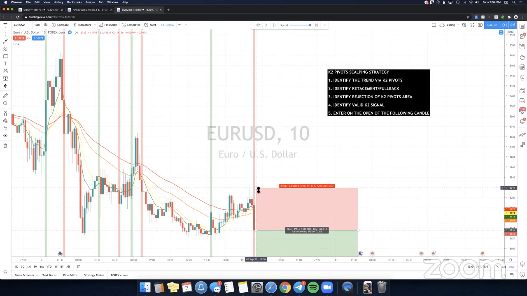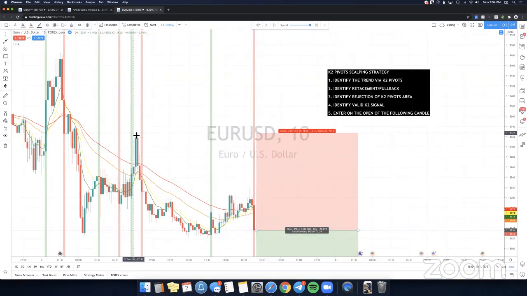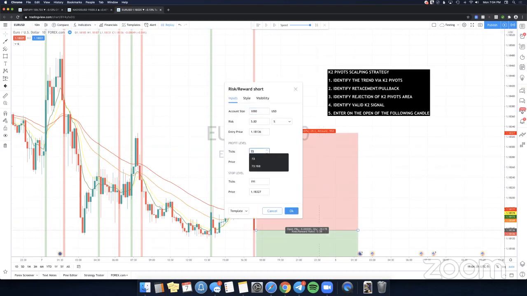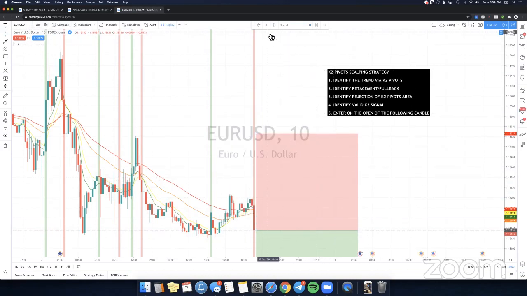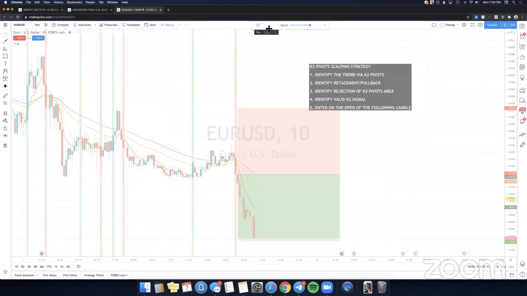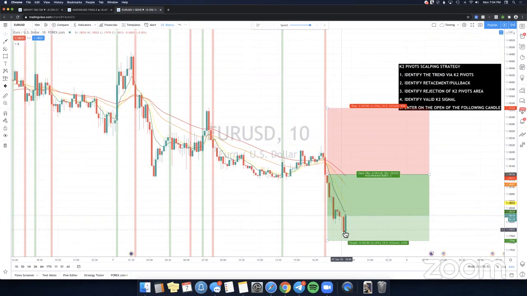So in this situation, I would probably put it up here, which is about 19 pips. So we'll do that, 19, 19, both directions. And then that's pretty much it. And then you pretty much let it run. And then you can see right there that it's about to hit full TP.